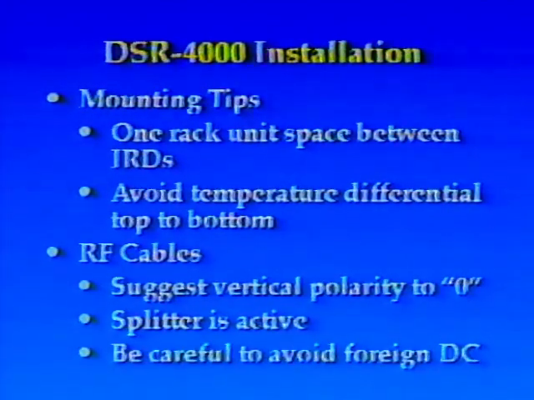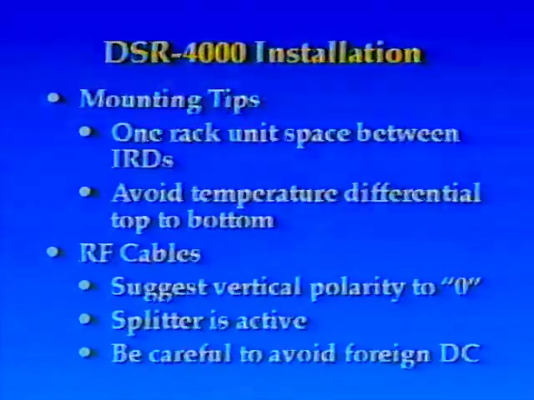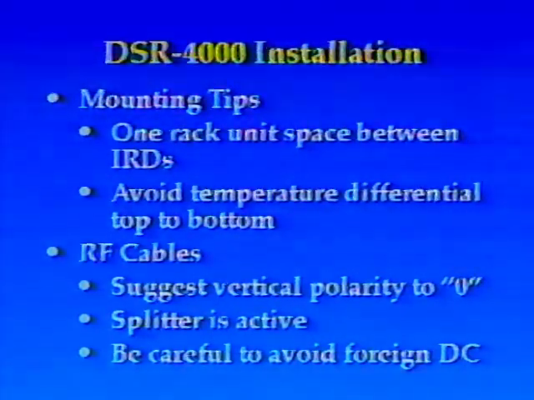The other caution is be careful to avoid foreign DC on the RF cables. Once again, these are smart IRDs. If they see even a very small foreign DC voltage on that center conductor, they'll shut themselves down, and there's no warning on the IRD to tell you why it's dead. So you can trap yourself very easy. A DC blocker is cheap insurance. A couple of other installation tips. Grounding is very important with these units.